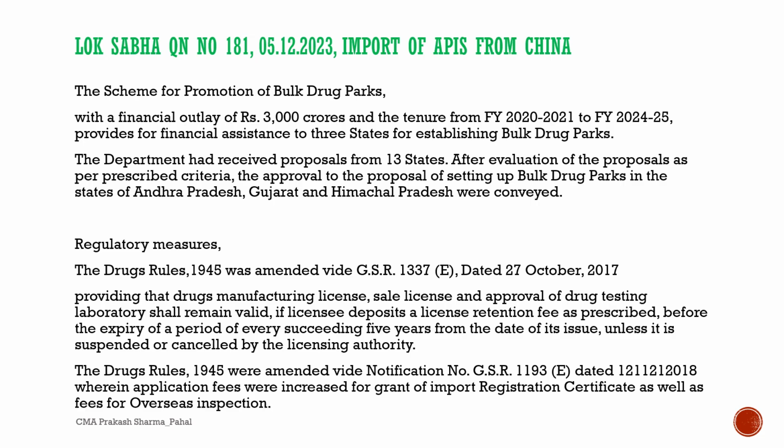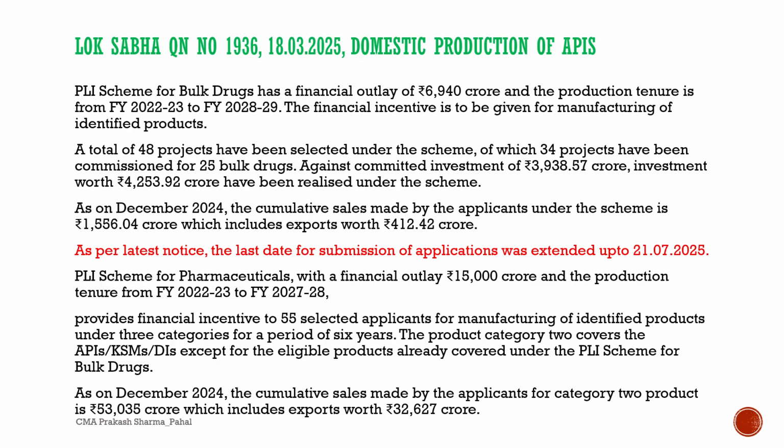The Drug Rules 1945 were amended by notification number GSR 1193, wherein application fees were increased for grant of import registration certificate as well as fees for overseas inspection. Lok Sabha question number 1936 dated 18 March 2025, domestic production of APIs.